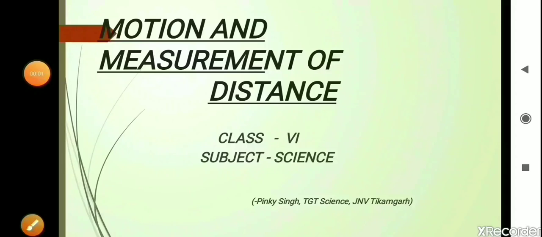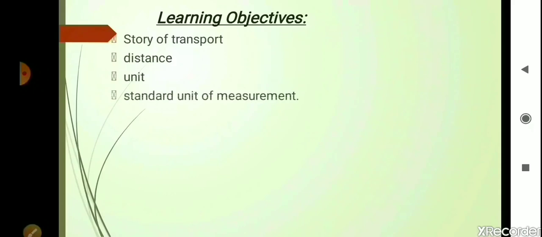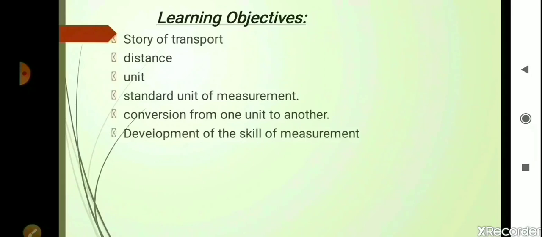Hello students, today we'll be talking about motion and measurement of distance from class 6 subject science. The learning objectives in this chapter will be story of transport, distance, unit, standard unit of measurement, conversion from one unit to another, development of the skill of measurement, motion and the types of motion.